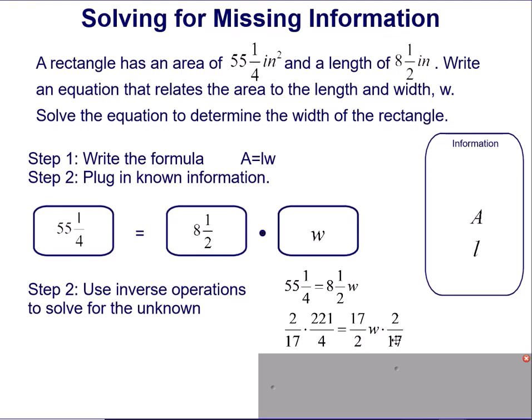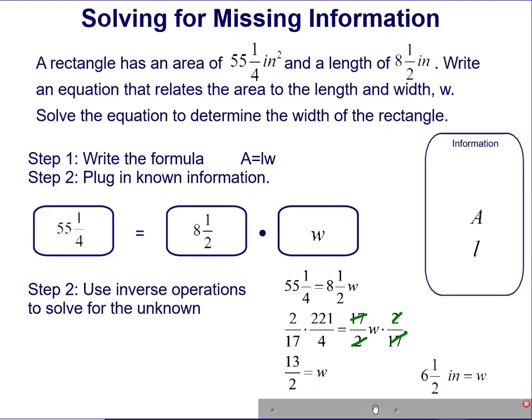So multiply 2/17 by both sides. Over here on the right-hand side, these cancel out, and I end up having 1W, which is my answer. And when I solve over here on the left, I end up with 13/2 equals W, which converted to a mixed number is 6 1/2 inches equals W, or the width.